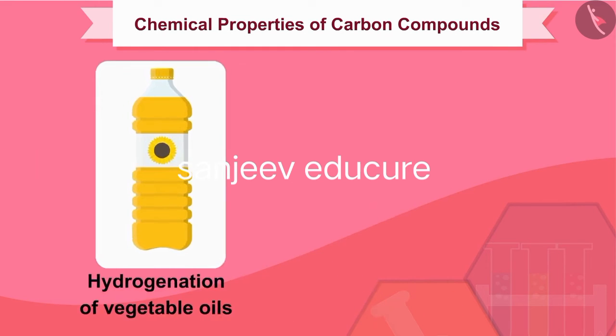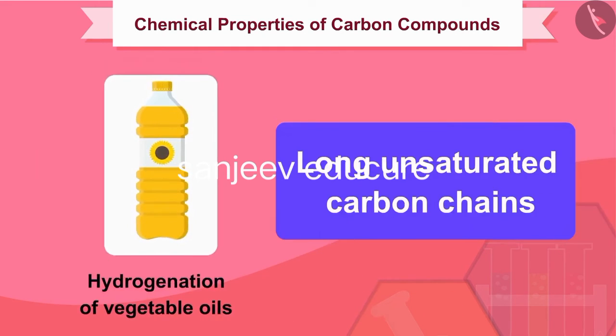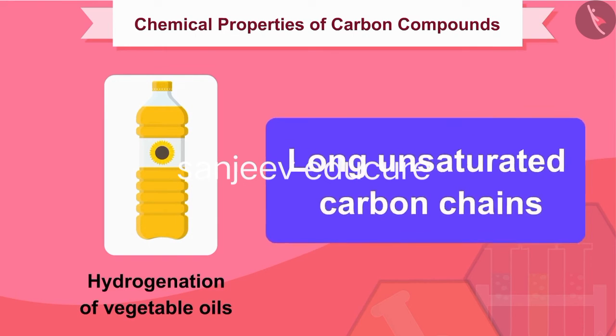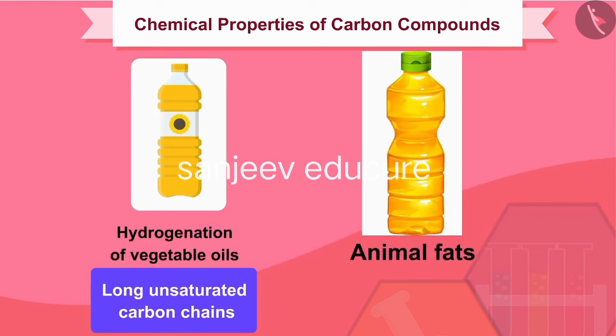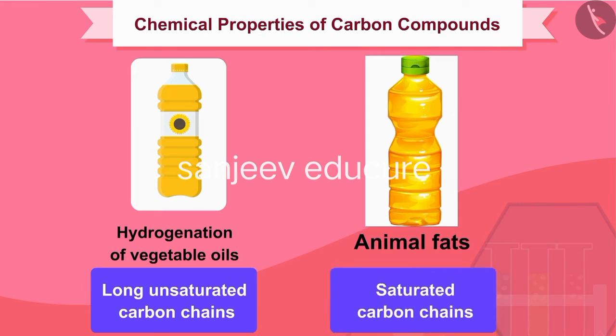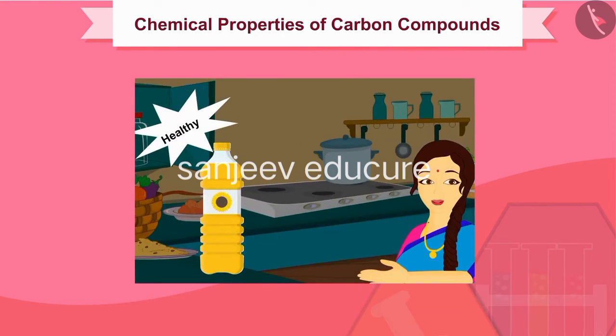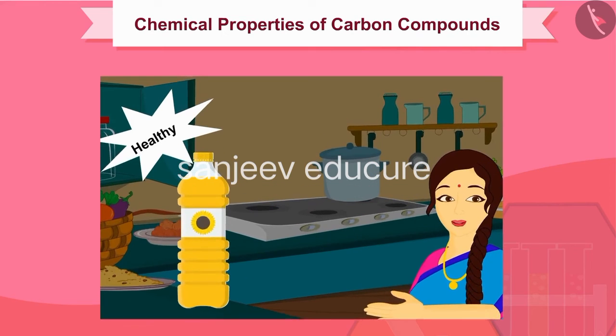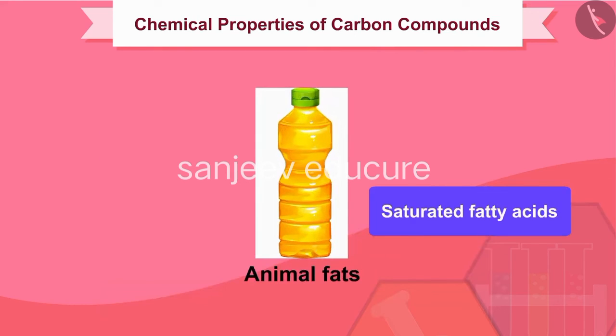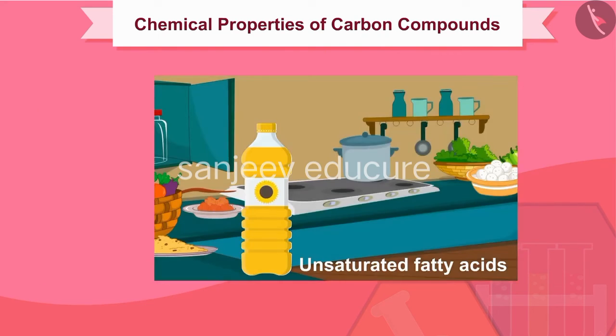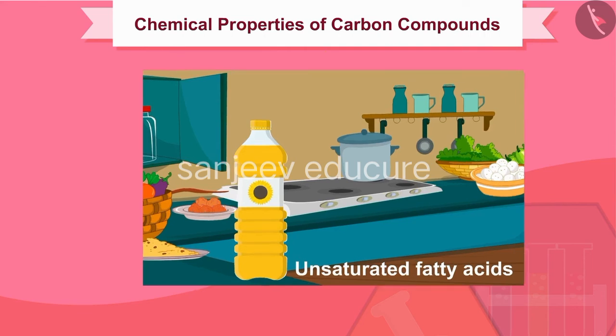Vegetable oils generally have long unsaturated carbon chains, while animal fats have saturated carbon chains. You may have noticed that some advertisements say that vegetable oils are healthy. Generally, animal fats contain saturated fatty acids, which are considered harmful to health. Oils containing unsaturated fatty acids should be chosen for cooking.